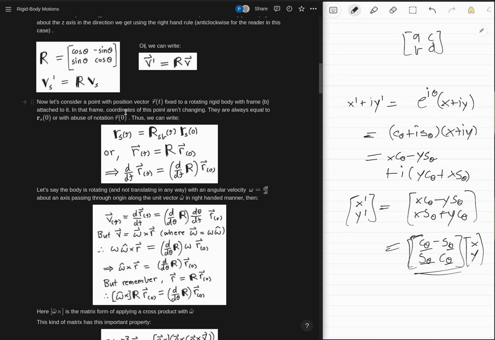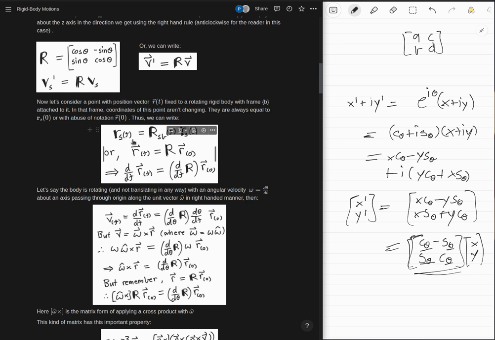Okay, so let's consider a point with position vector rt fixed to a rotating rigid body with frame B attached to it. In that frame, the coordinates of the point aren't changing. They are always equal to this, or with abuse of notation this. Thus we can write all that. Let's say the body is rotating and not translating in any way, with angular velocity omega equal to d theta upon dt over an axis through the origin along the unit vector omega hat in the right-handed manner. So it's not translating, so the origin of the frame B coincides with the origin of S. I should have said that earlier, but that's how it is.